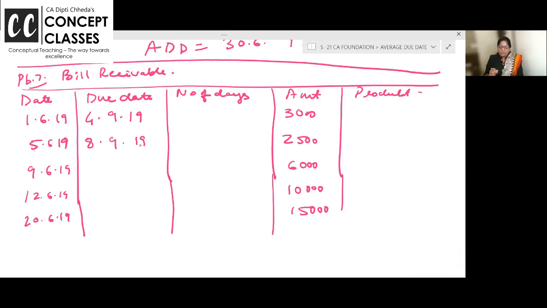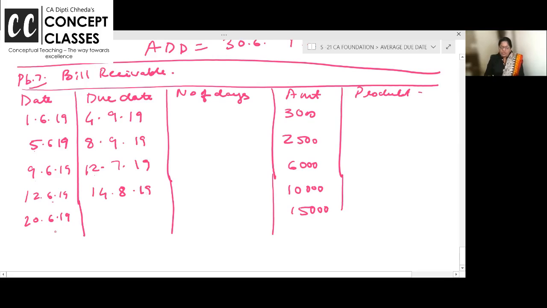9th June, from 9th June 1 month. So 12th of July. Are you able to calculate? In 9, 3 days grace: 10, 11, 12 and 1 month. Next is 12th June. After 12th June, what do we do? 12, 13, 14, 15, and June and 2 months. 15th August is anyhow a holiday, so we will take it as 14th of August 19. 15th August is a holiday.